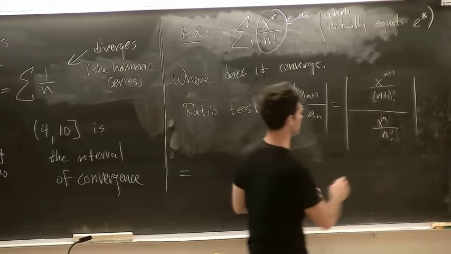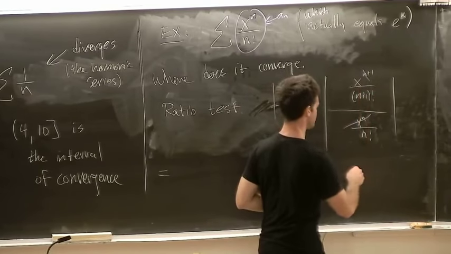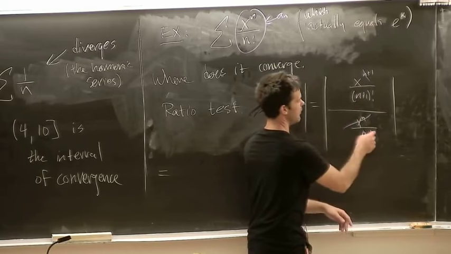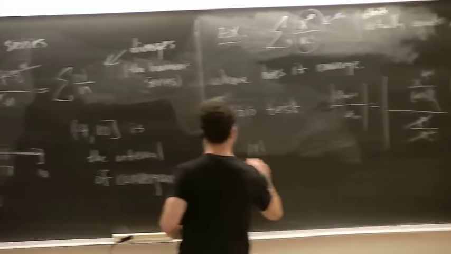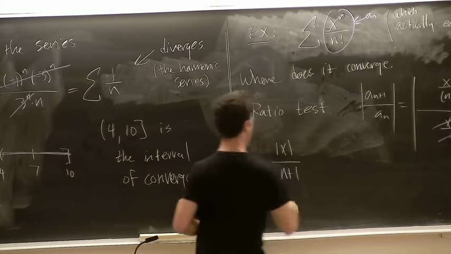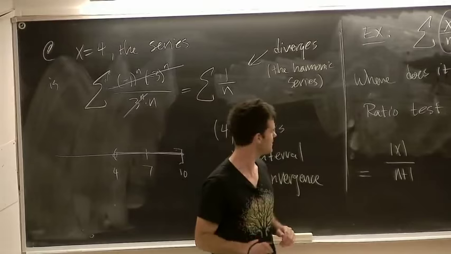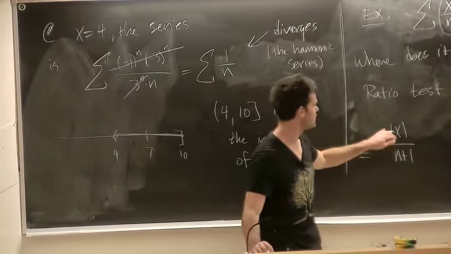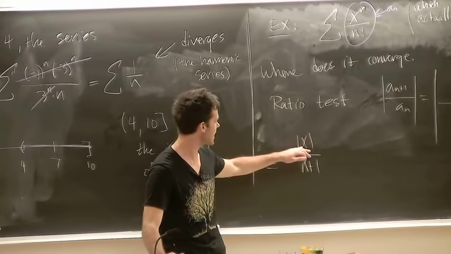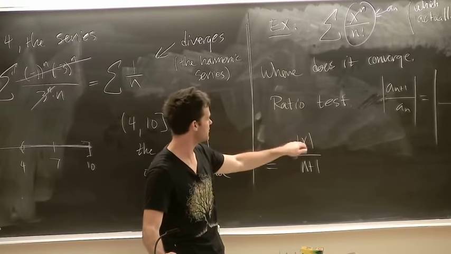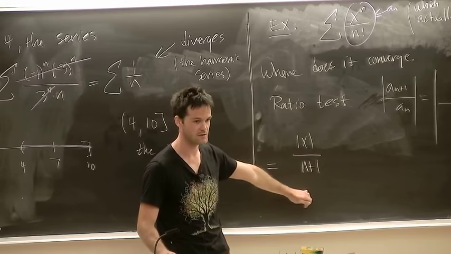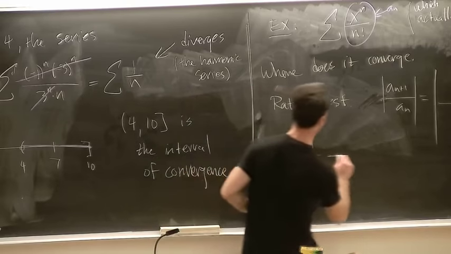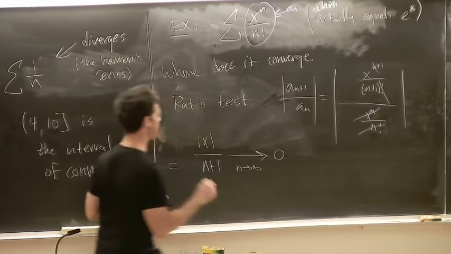That will equal, okay, cancel out all but one of the x's. We cancel out all but one of the n's. And I'm left with x over n plus 1. And the cool thing is that no matter what x is, so even if x was 1,000,000 to the billion to the trillionth power, what's the limit of this quantity as n goes to infinity? 0. So this goes to 0 no matter what x is as n goes to infinity.